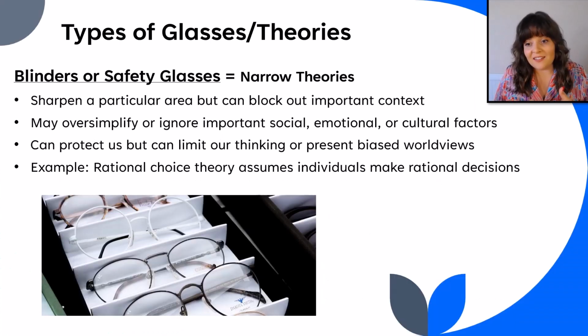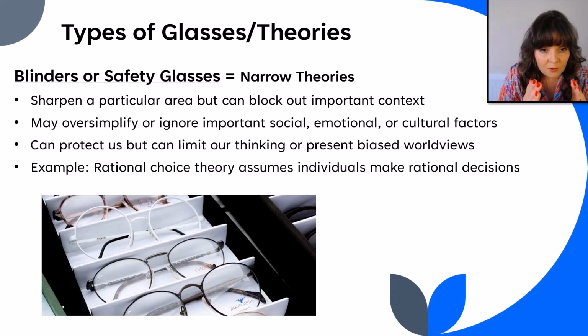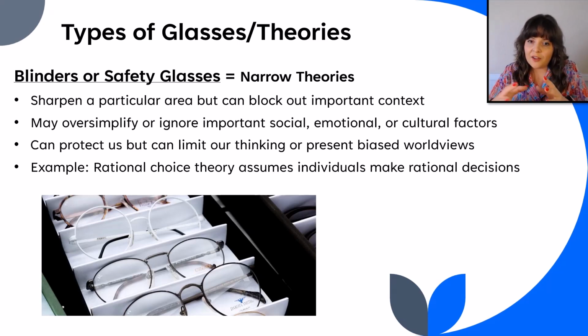Another type of glasses or a theoretical lens could be those with blinders or even safety glasses that are extra thick to provide protection. And these might be considered very narrow theories. These sharpen a particular area but can block out other important contexts. But that may oversimplify and maybe ignore some other important social, emotional, or cultural factors.